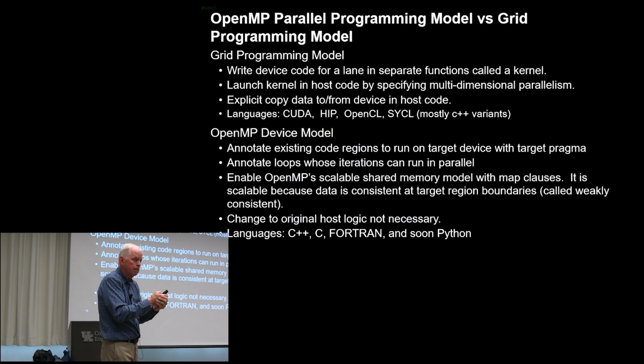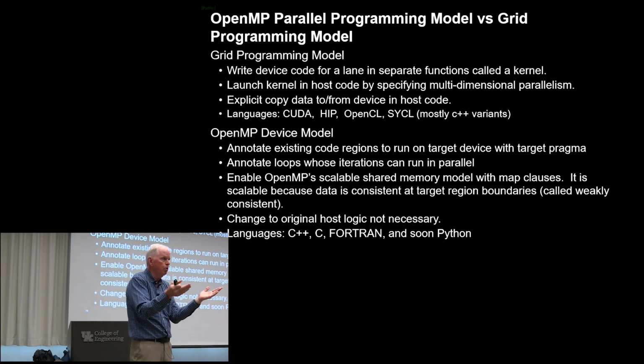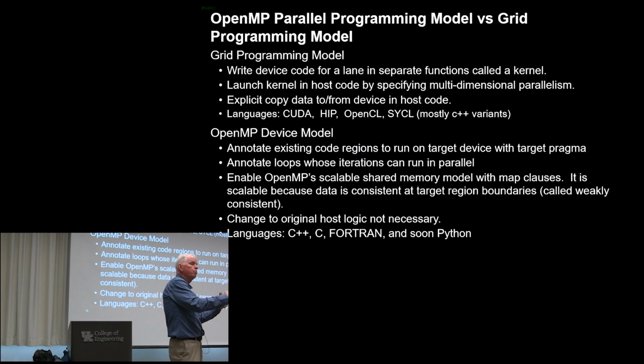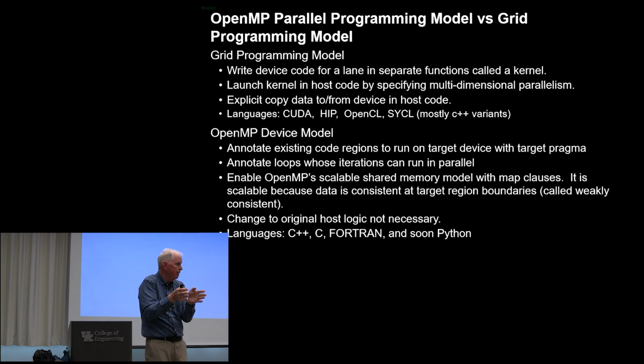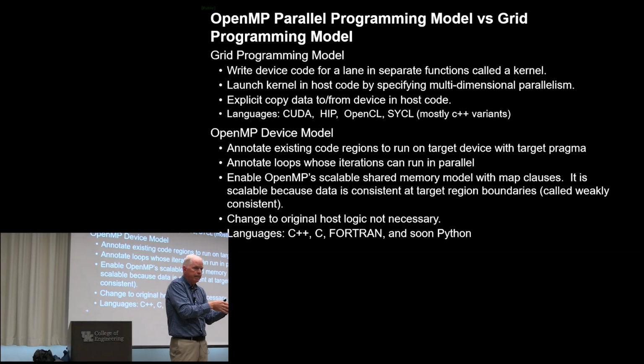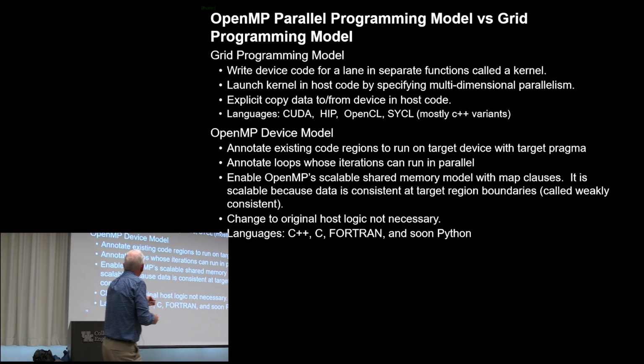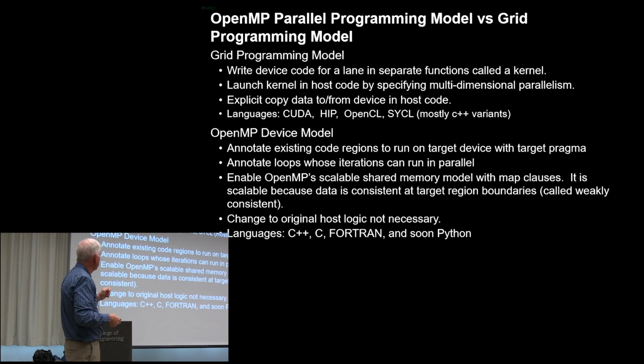You also must explicitly copy. Those who know CUDA know you have to do a cudaMemcpy, right? Whereas in OpenMP, you declare the mapping of data structures and how the data structures are used. Mostly those things are C++ variants, right? With OpenMP, we annotate existing code.